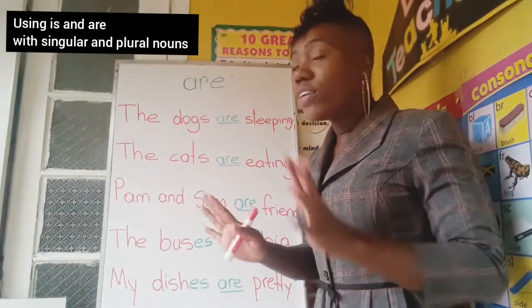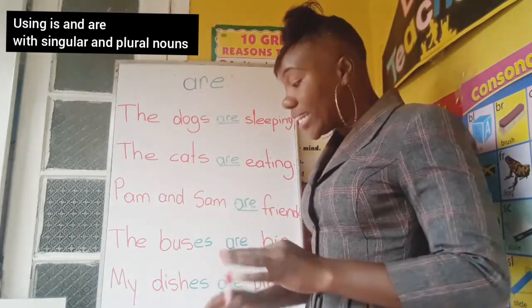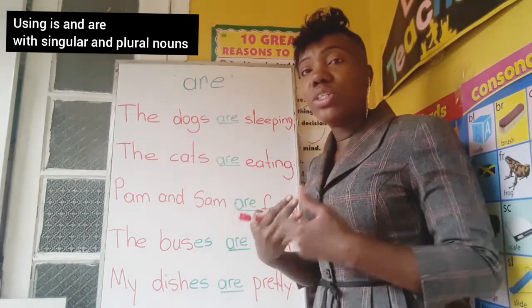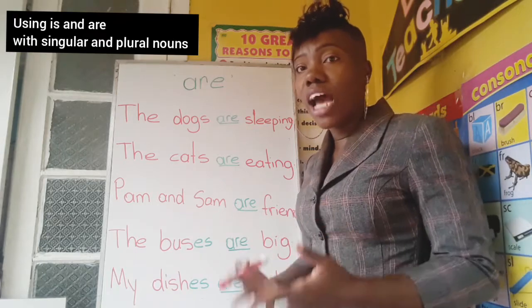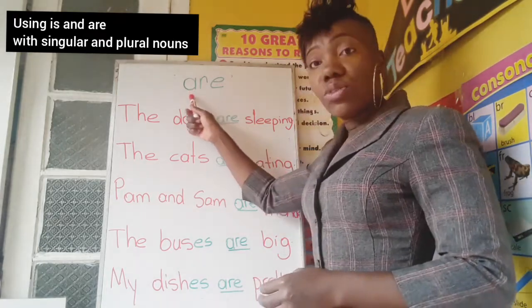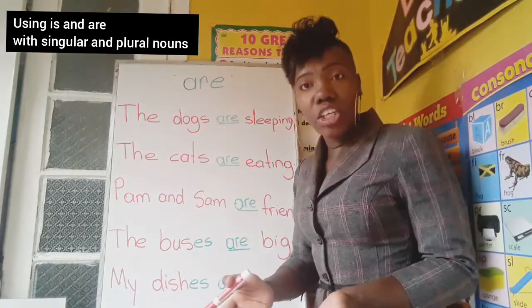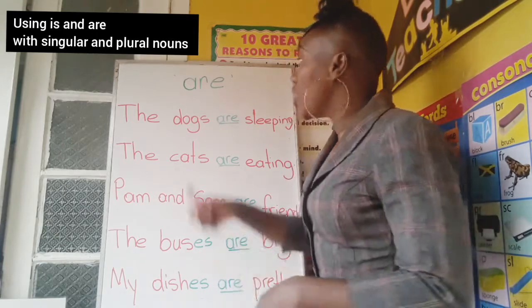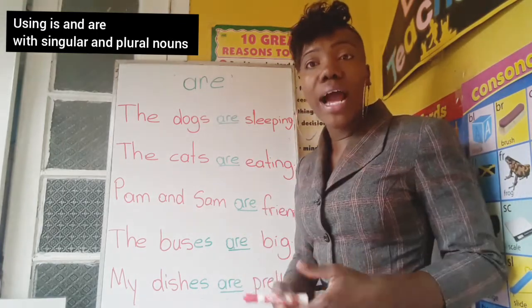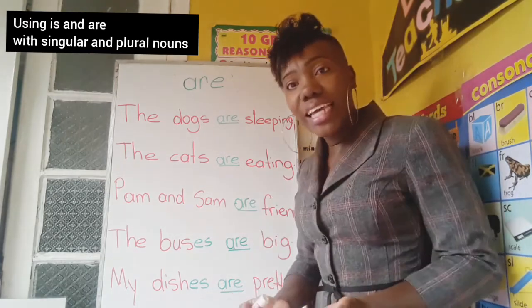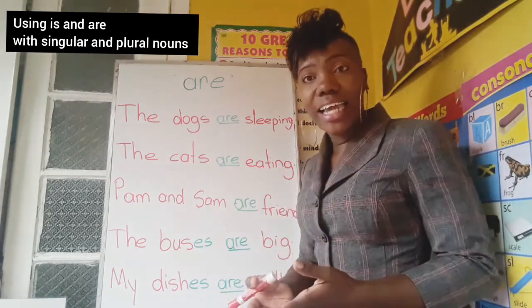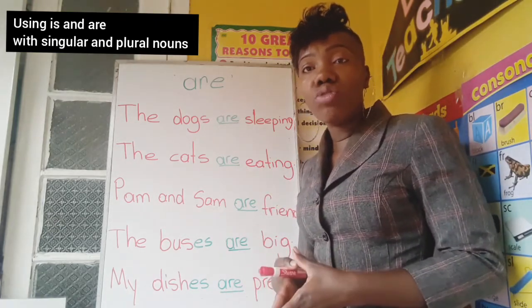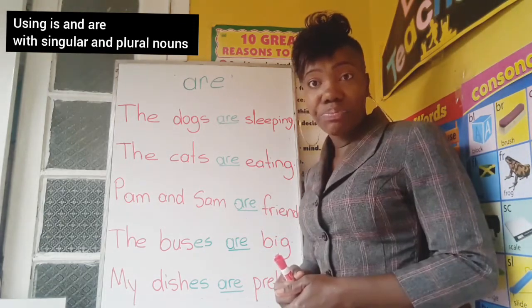So boys and girls, we're moving on to are. So we did is. I remember we said that is is singular and we use is with a singular noun. So we are moving on to are. So if is is singular, what do you think are is? Plural. Very good. We use are with plural nouns. When you're reading a sentence or you're writing a sentence and you're going to use are in it, make sure that the nouns are plural for these types of sentences.